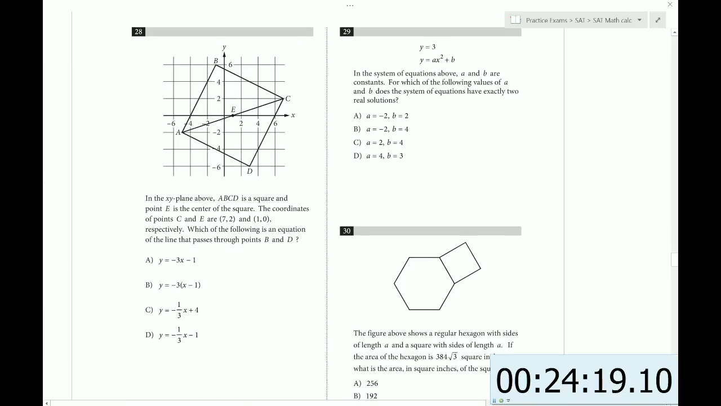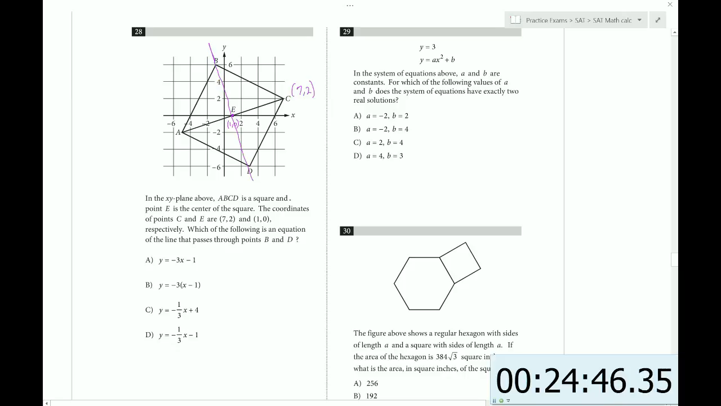In the xy plane above, ABCD is a square and point E is the center of the square. The coordinates of C and E are these. So C is 7, 2 and E is 1, 0. Where's E? Okay, 1, 0. Which of the following is an equation of the line that passes through the points B and D? So BD would be going this way. It would also go through point E because E is the center of the square.